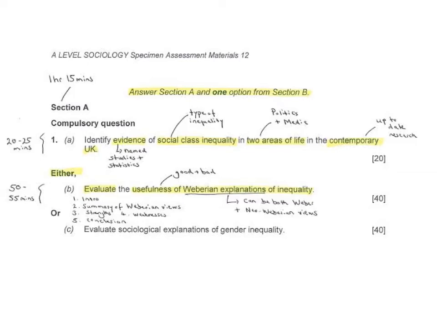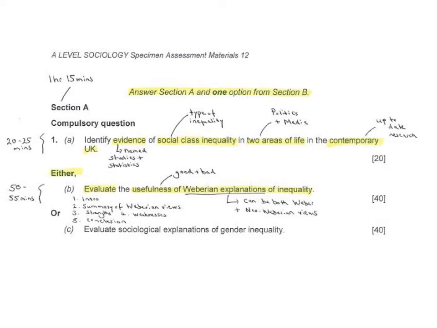The command word we can see in 1B is evaluate, and what that means is that I can't just describe the theory that's in the question. That in addition to outlining and describing the theory, I've got to devote a significant amount of time in my answer to a thorough evaluation of the strengths and weaknesses of the theory. So this question's asking me to evaluate the usefulness of Weberian explanations of inequality.